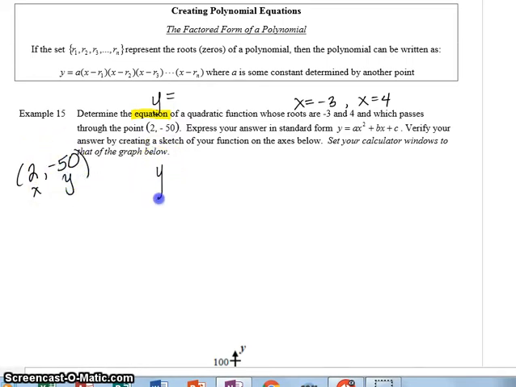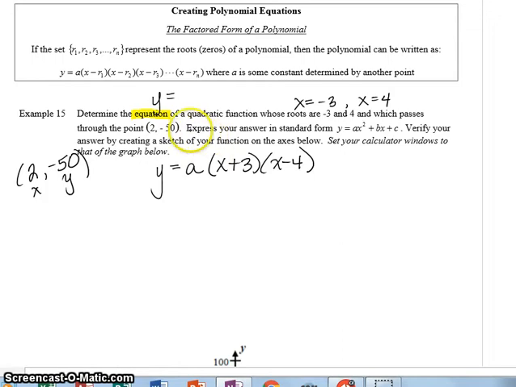Now, if it has roots that are -3 and +4, that means its factored binomials are going to be x plus 3 and x minus 4. Okay? So you're going to set it up in this form every time. y equals a, where a is just your leading coefficient of the standard form of a quadratic equation.